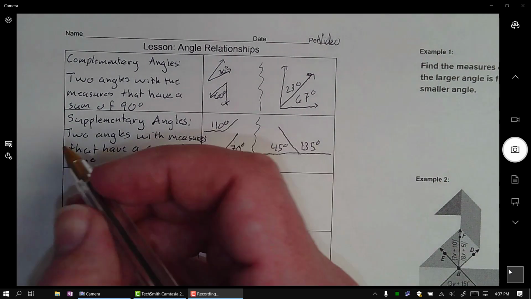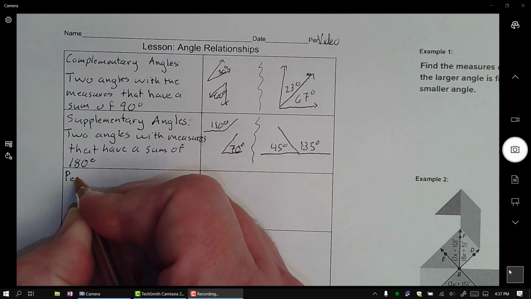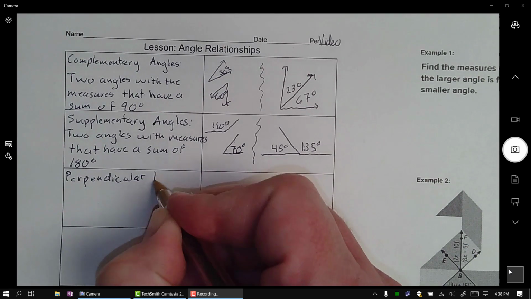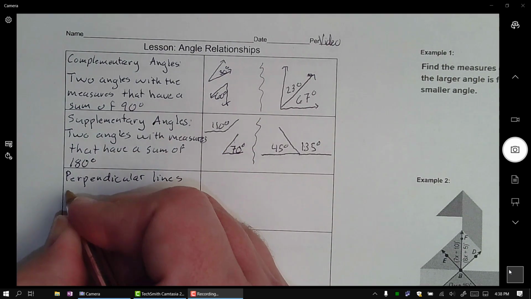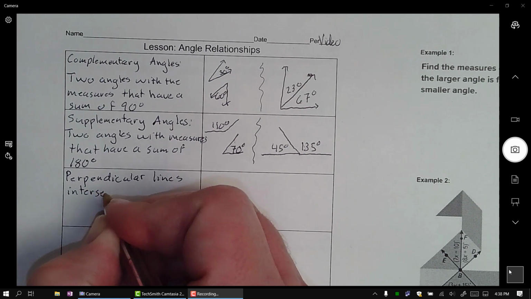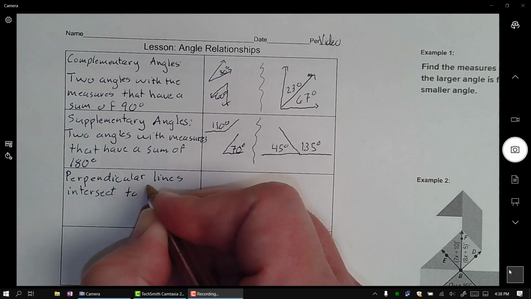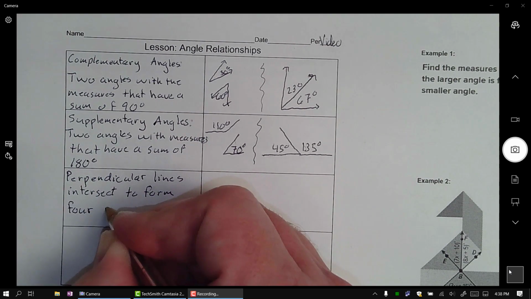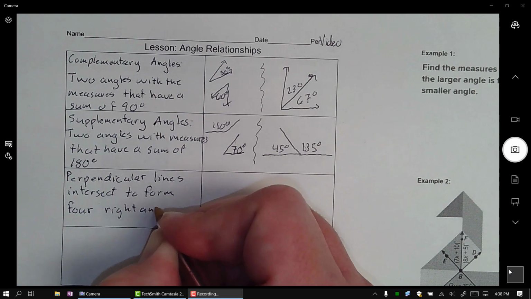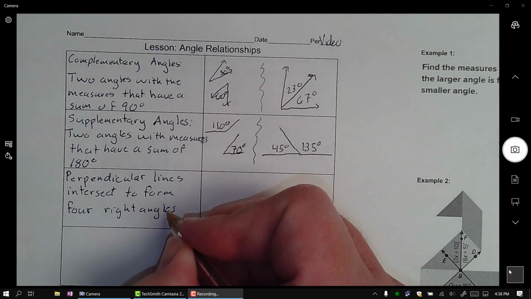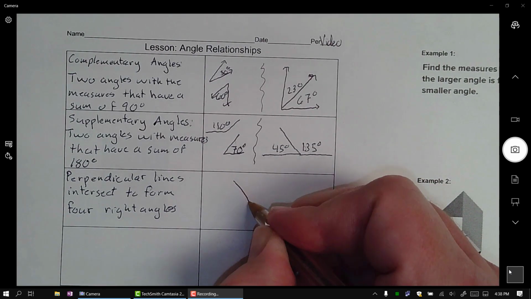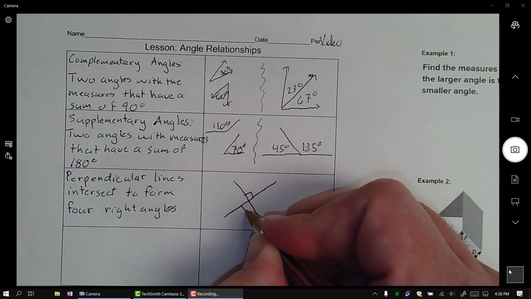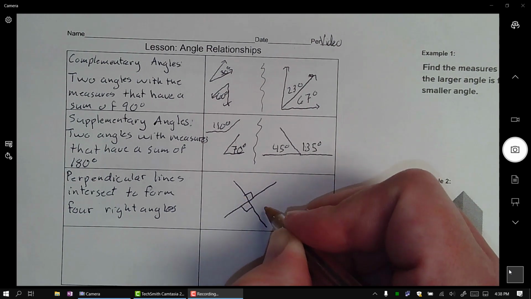The next idea, perpendicular lines intersect to form four right angles. So if we have this, angle right here would be right, this angle right here would be right, this angle right here would be right, and this angle right here would be right.